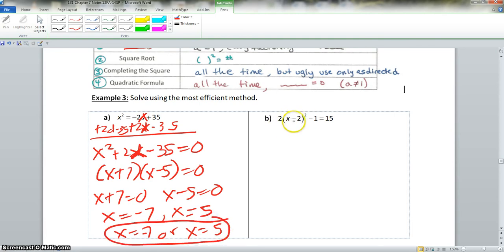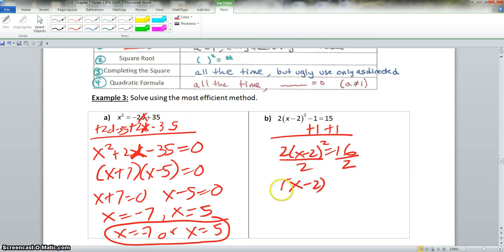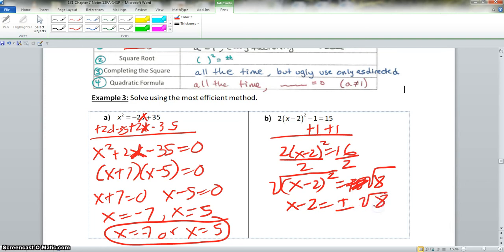Now we come here to b. If you notice here, I think using a square root method would be easier, because all we would have to do is add 1 to both sides and then divide both sides by 2. We have (x minus 2) squared equals, should be 8, not 18, equals 8. And then we would take the square root of both sides. And this will give us x minus 2 is equal to positive or negative square root of 8.